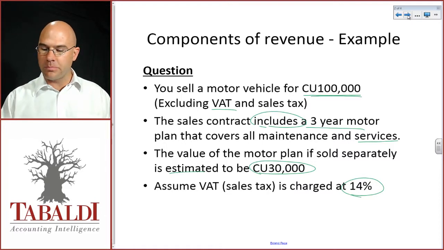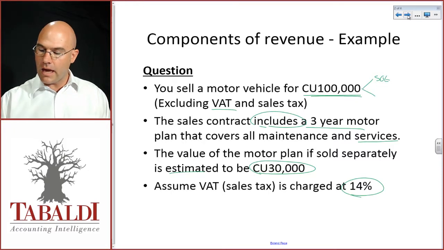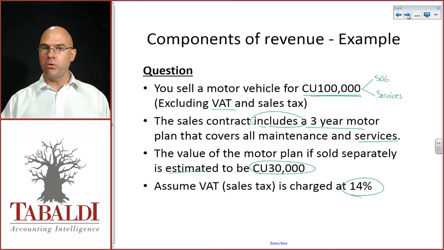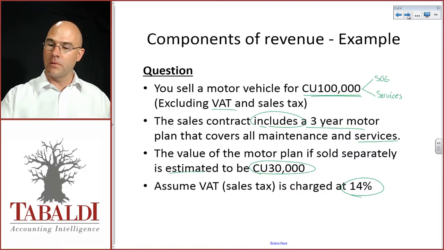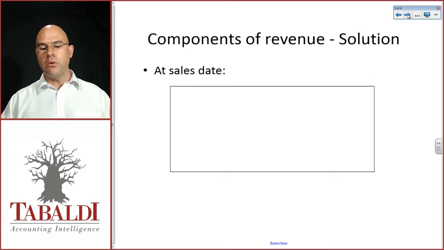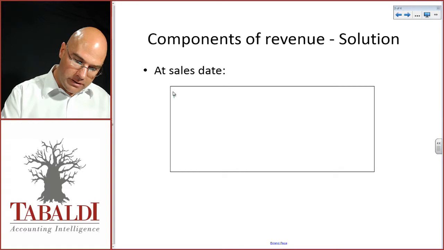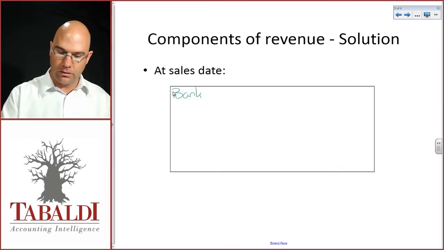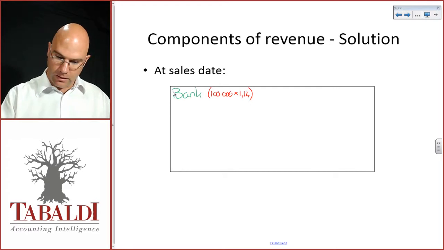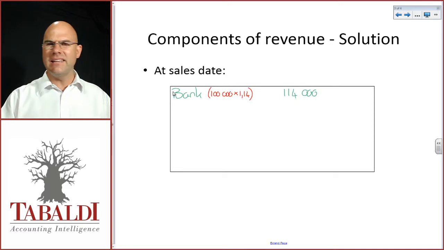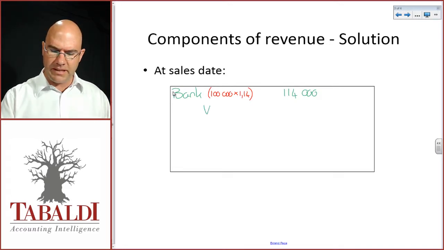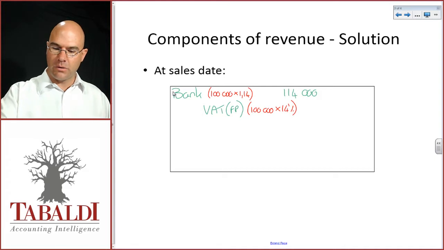So the motor vehicle sales price, the 100,000, will have a component for sale of goods and a component for services. Very important, we will recognize them at different points in time based on the recognition criteria. So let's have a look. What would you do at sales date for your revenue recognition journal? I think we've assumed that this is a cash sale, so we know we'll go debit bank for the full 100,000 times 1,14, including the value added tax. So that gives me 114,000. Let's deal with the VAT. The VAT, or the sales tax, will 99% of the time be based on the contract amount. So that will be the 100,000 times 14%, and that will give me 14,000.